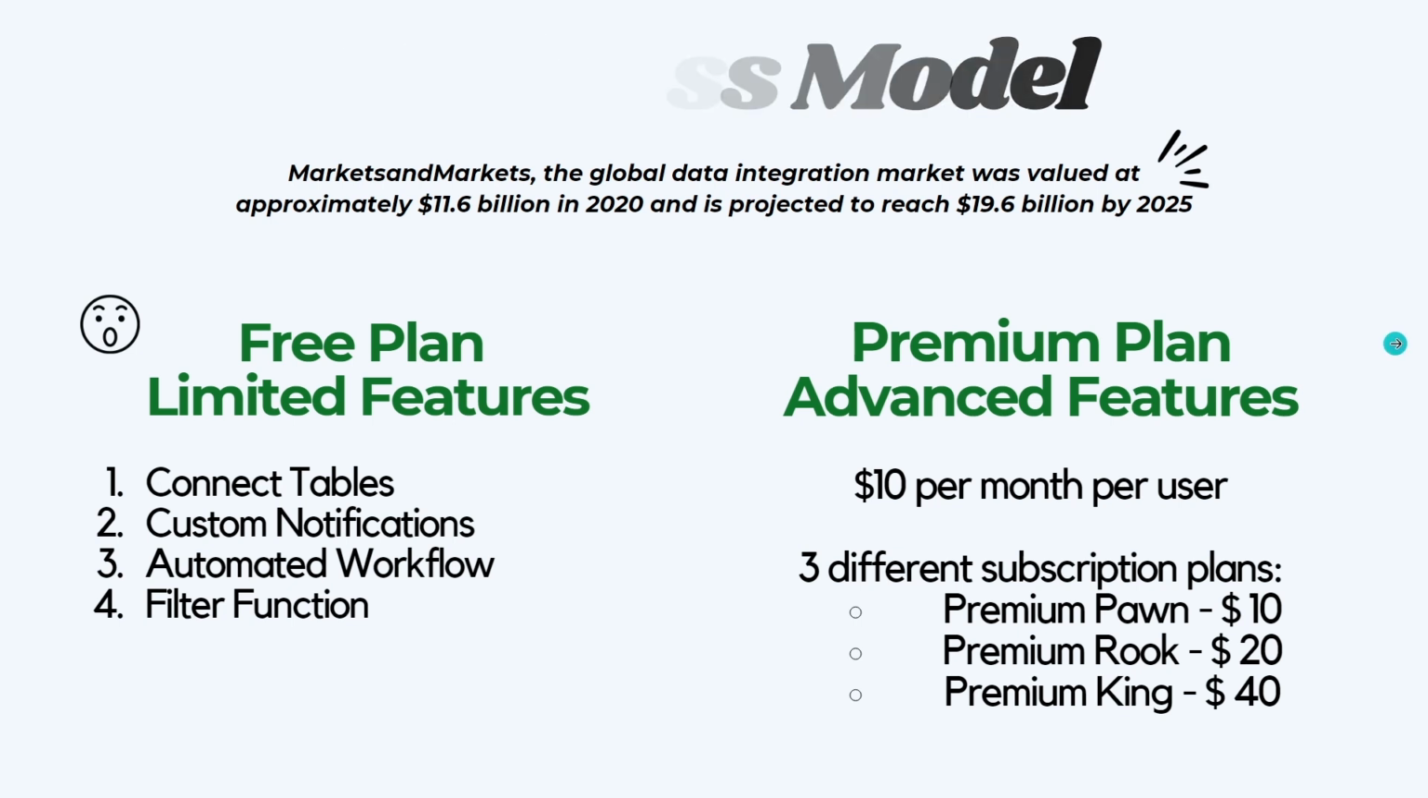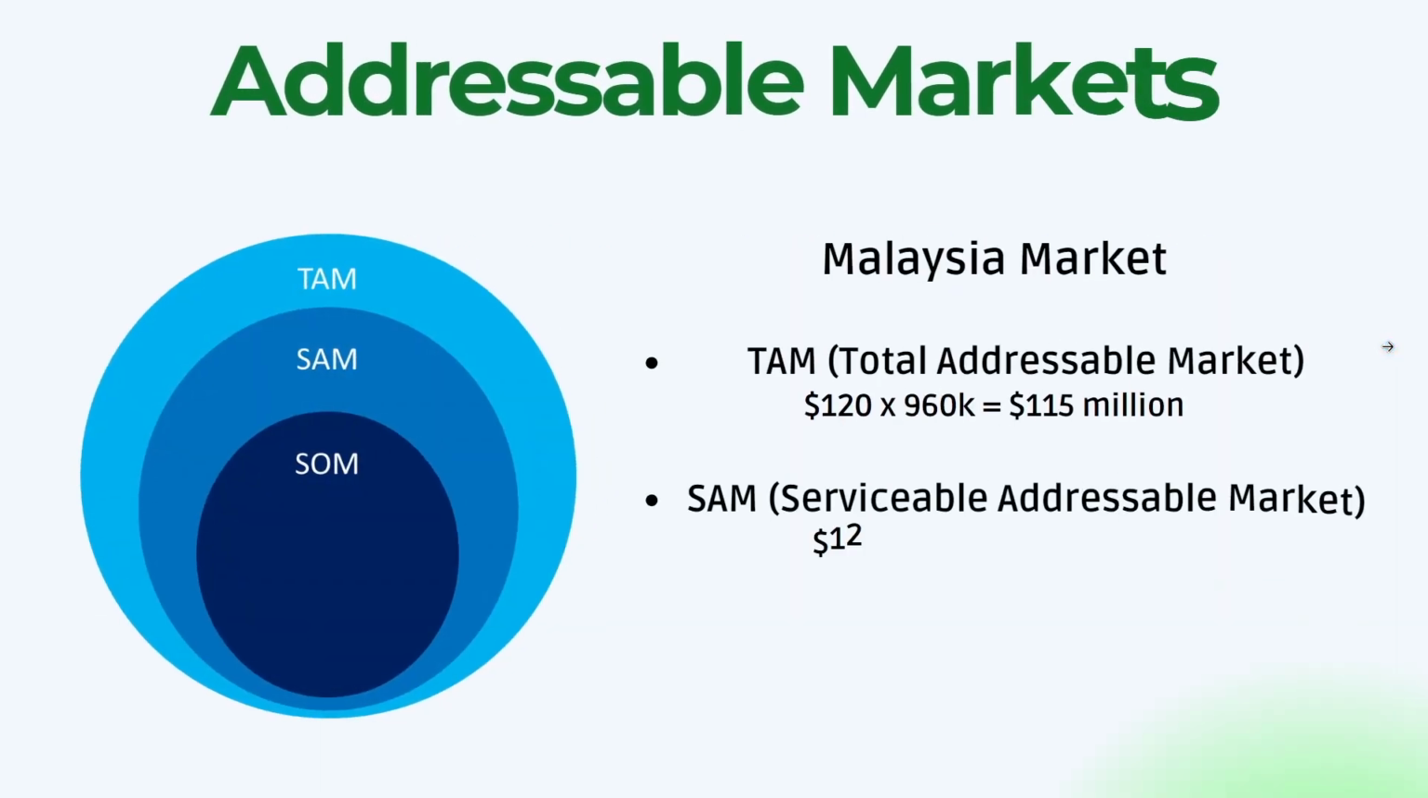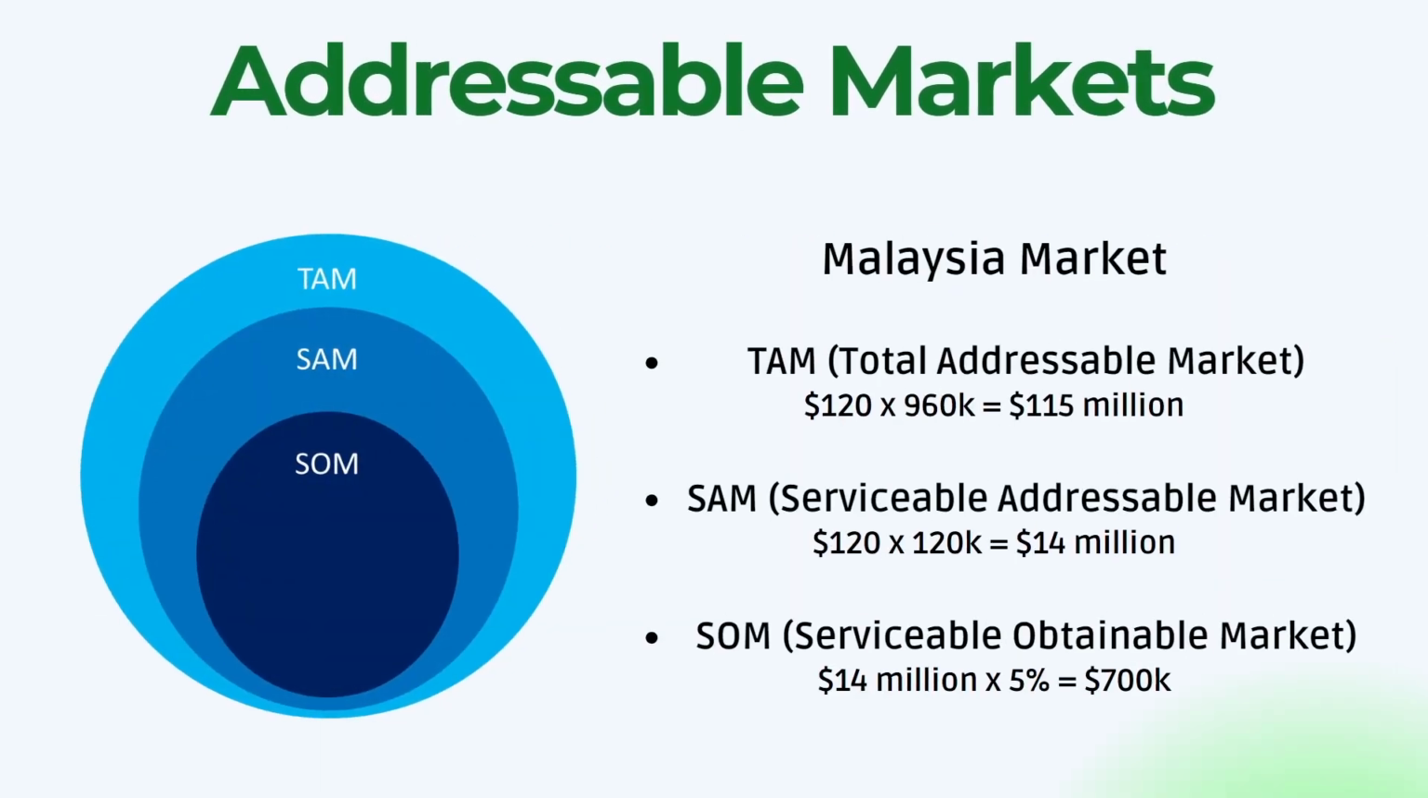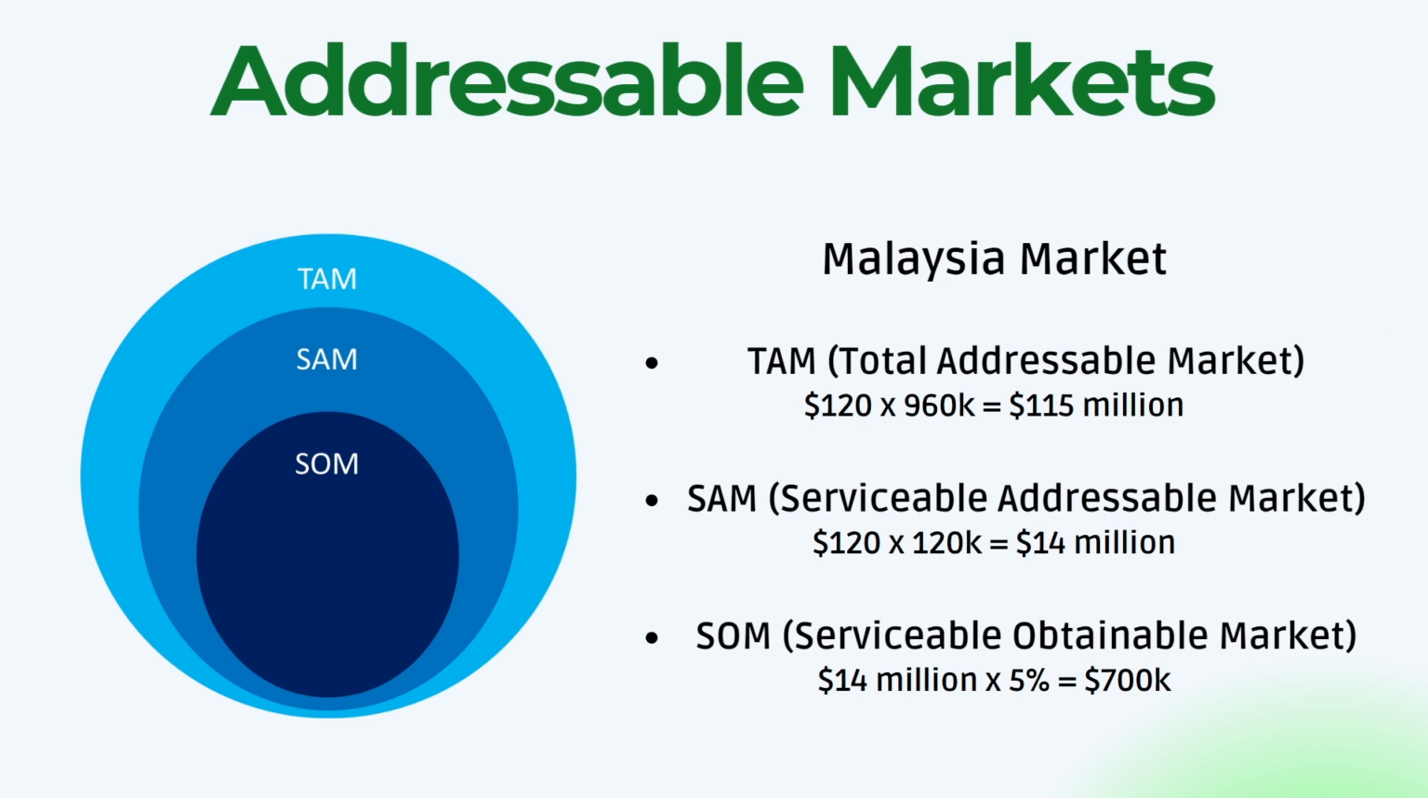And next slide, please. Okay, so we're going to address the market right now. If we are targeting the Malaysian market, of course, the total addressable market will be 100 million or above, so that's quite a lot. And the serviceable addressable market will be 40 million. We're going to target only those companies that focus on Google Sheets and use Google Workspace tools. So that's the serviceable addressable market. And the last one is the serviceable obtainable market. We're going to approximately get 700k.